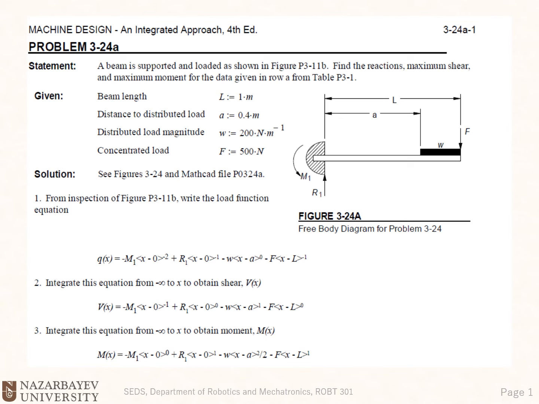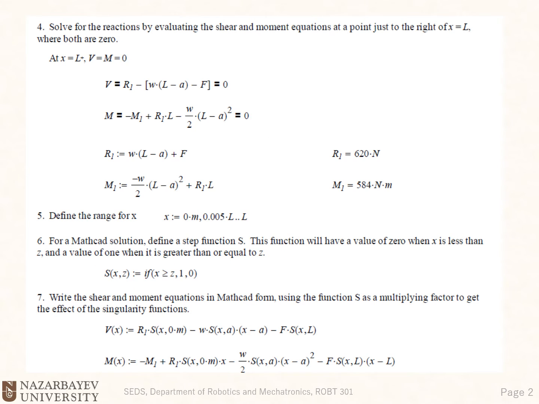And the integral of this term will be minus w times (x minus a) to the power of 2, divided by 2. This one, we just need to increase the power of the integral by 1. Okay, now that we have the shear and the moment function, the next step is to find the reaction forces. We have two reaction loads, one is a force, the other is a moment. So we have two unknowns. We need two boundary conditions.